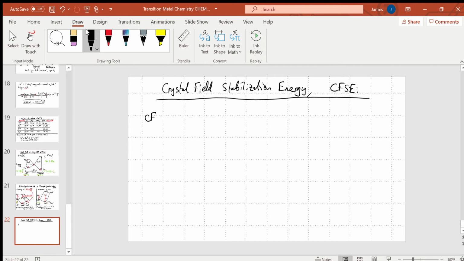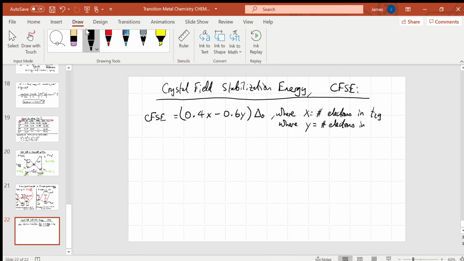So crystal field stabilization energy is 0.4x minus 0.6y multiples of delta O, where x is the number of electrons in the T2G set, and where y is the number of electrons in the EG set.